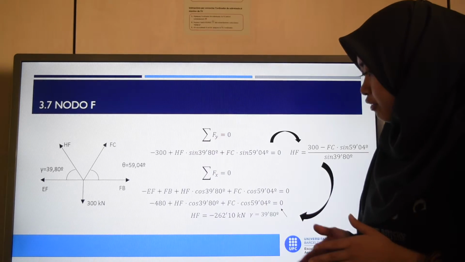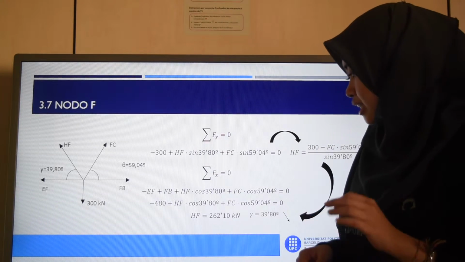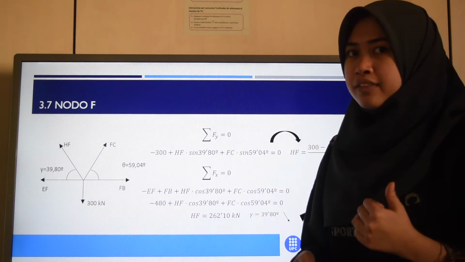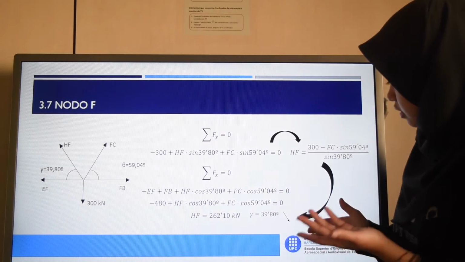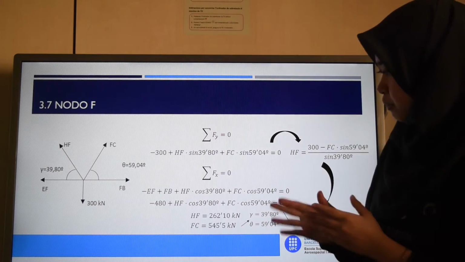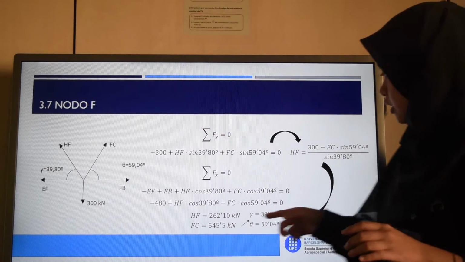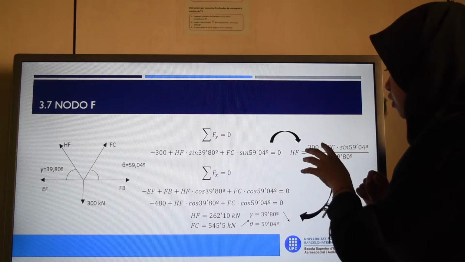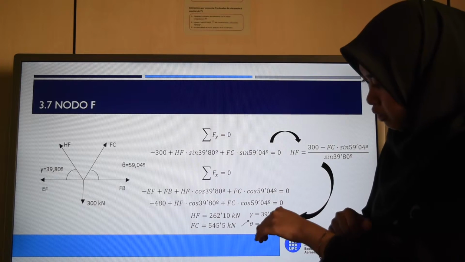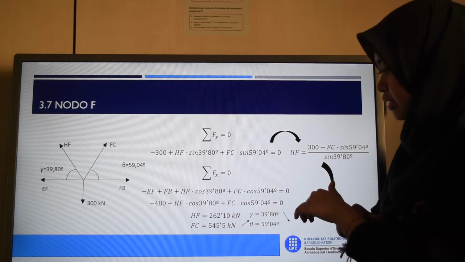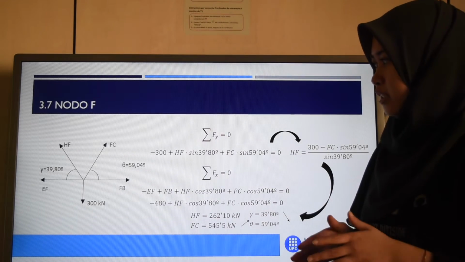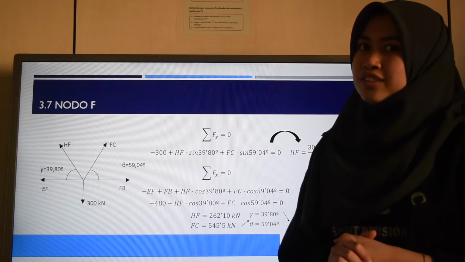Here we find that HF is a negative value of 262.10 kilonewtons. Since it is a negative value, it means that our assumption is incorrect. HF is actually a compression force. And since we already know the value of HF, we then substitute the negative value of HF into this equation to find the value of FC. FC is a positive value of 545.5 kilonewtons with the angle of 59.04 degrees. Since it is a positive value, FC is a traction force.